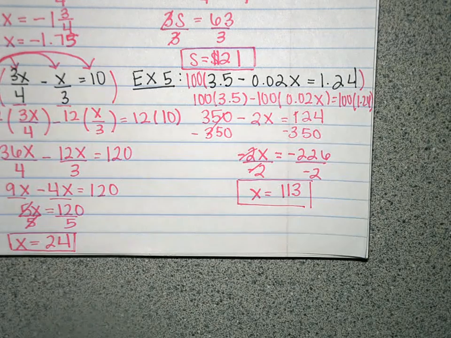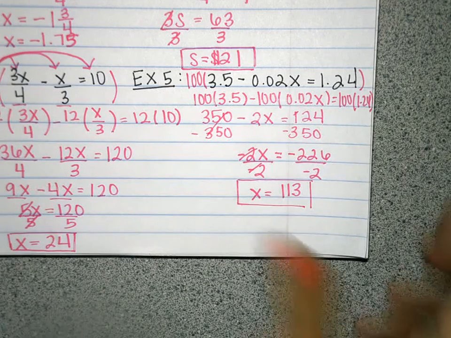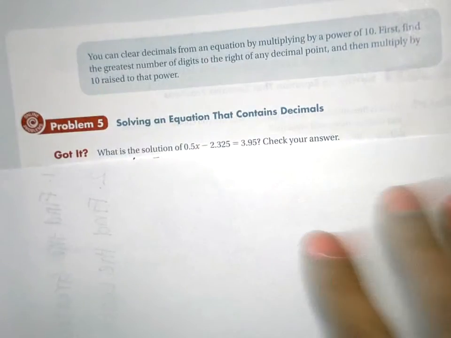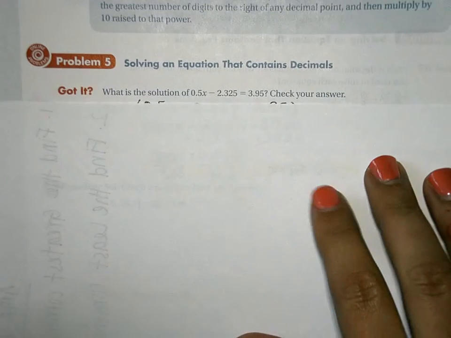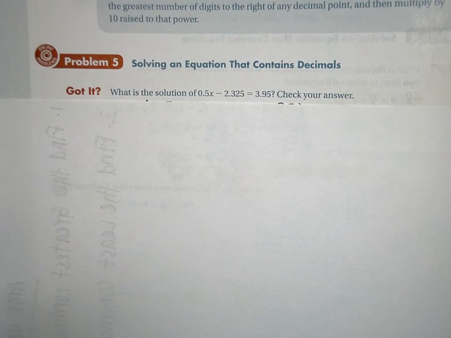So the last problem I want you to do is problem 5 in your textbook. Your answer might come out to a decimal, so make sure you are aware of that.